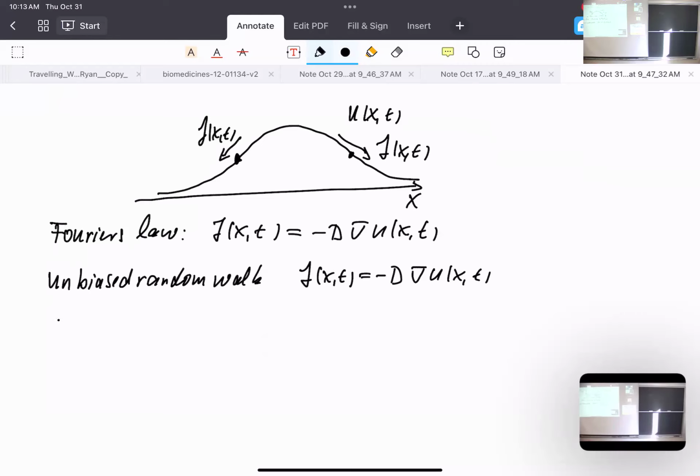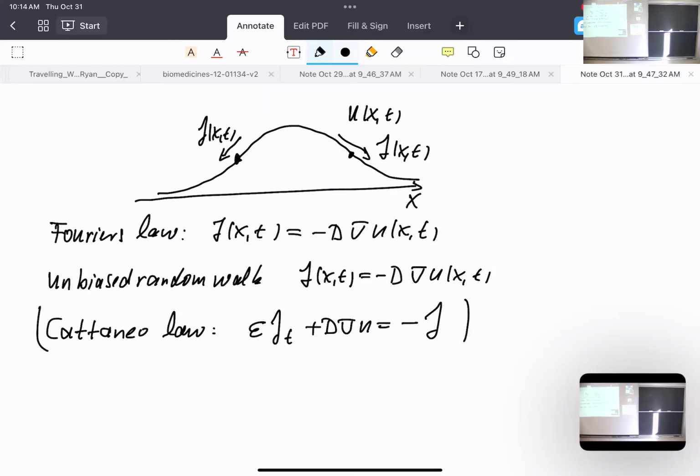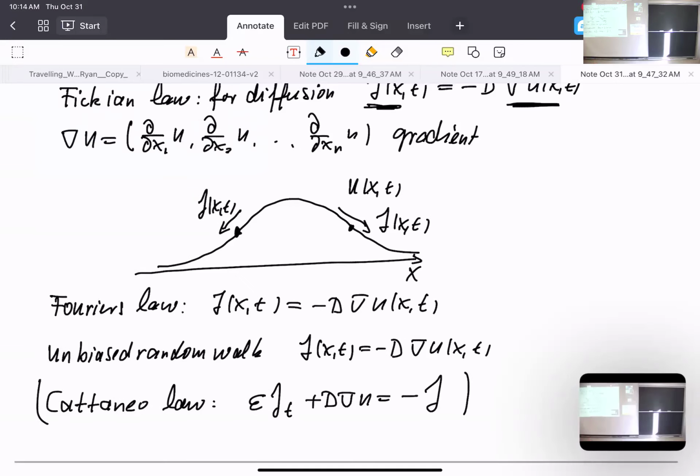One more thing, Cattaneo was an Italian mathematician. He came up with his own law, which is not of this form. It is epsilon J_t plus D gradient of u equals minus J. So this is actually a differential equation for J, where J_t means the time derivative. If you set epsilon to 0, you're back at Fick's law. But this epsilon creates a delay, so it takes a little bit of time for the flux to adjust to the gradient. This is used too, just to show you there are other choices, but we will not bother with this in this lecture. So we go with the Fickian or Fourier or unbiased random walk law, which are all the same.